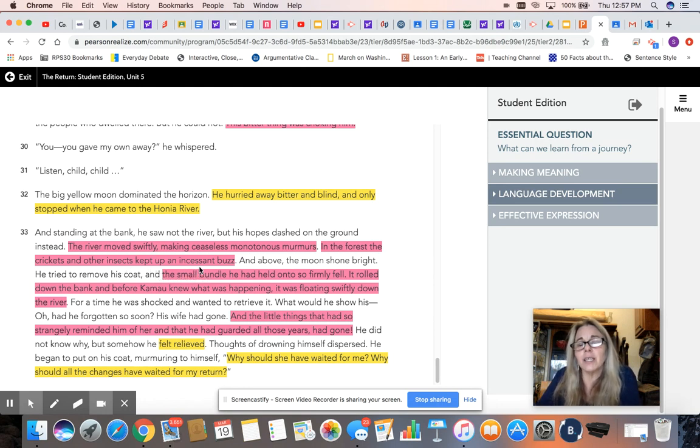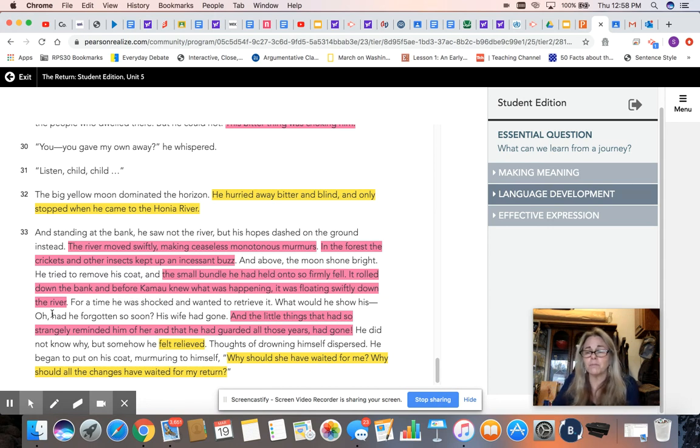These details about nature are important. Notice nothing stops the monotonous murmur of the river. Nothing stops the incessant buzz of the bugs. Life goes on. It doesn't matter what is going on in the world. Life goes on. And he's getting to see that firsthand as he's standing there at the river, but he's not really recognizing it. He tried to remove his coat, and the small bundle he had held onto so firmly fell. It rolled down the bank, and before Camus knew what was happening, it was floating swiftly down the river.